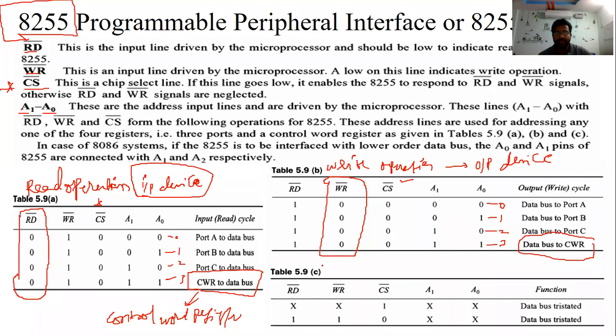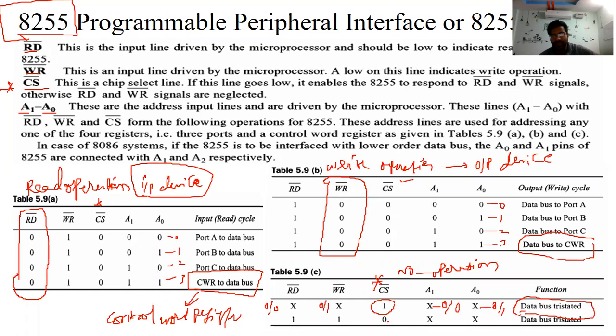Okay, the next one, see the enable and disable case. If RD bar and WR bar are in any one of the operations, X means don't care, either 0 or 1, whatever it may be. If CS bar is 1, there is no operation. Remember, if it is 1, no operation. The data bus is tri-stated, and there is no operation performed.